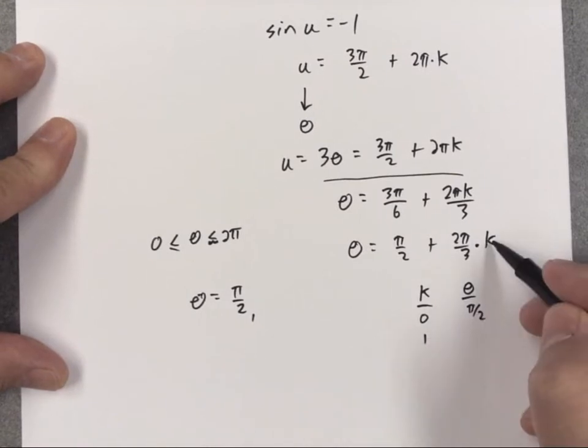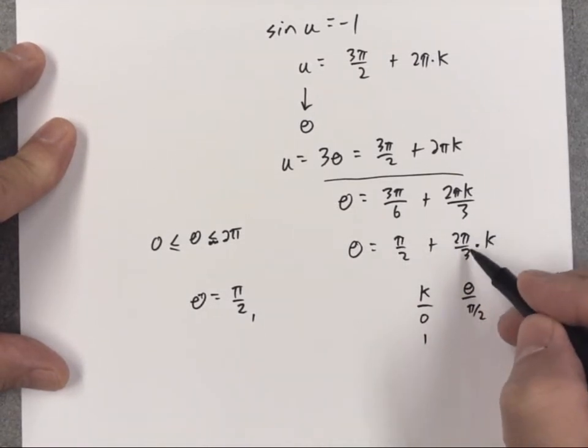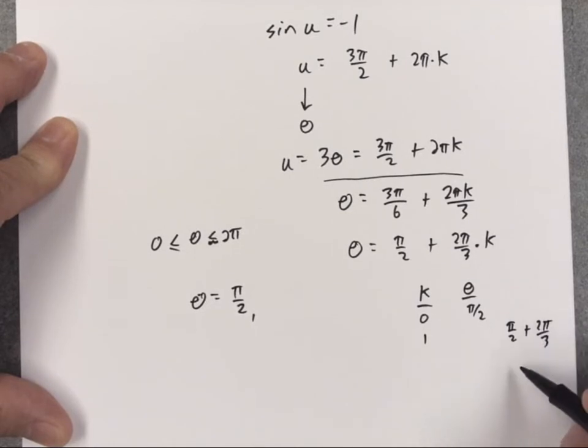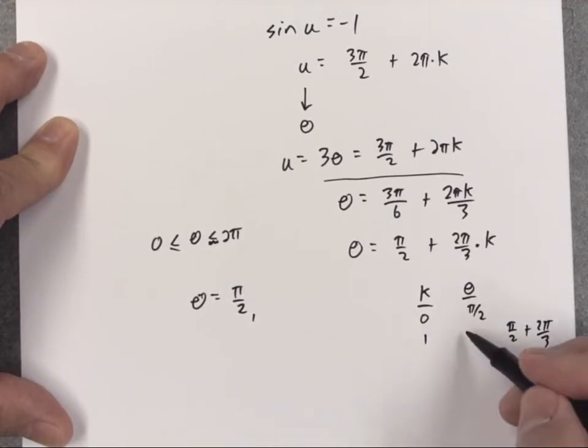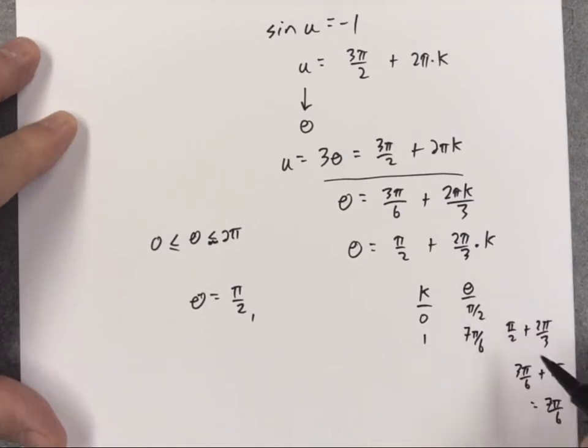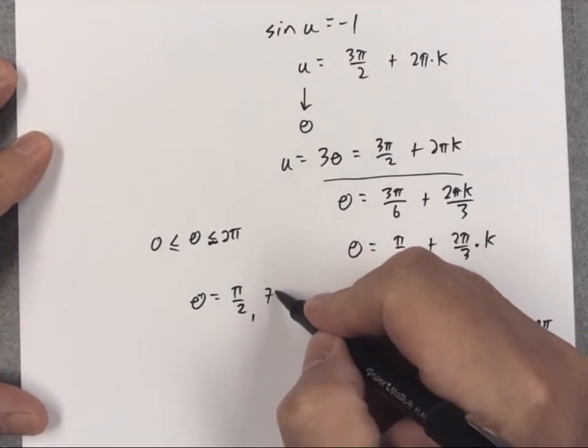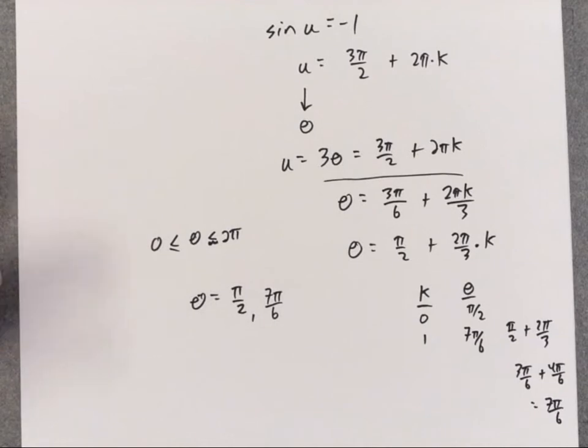So when k is 1, what do I have? 2 pi over 3 plus pi over 2. I actually have to do a little bit of math to see what that equals. I have to get a common denominator. 3 pi over 6 plus 4 pi over 6. Looks like 7 pi over 6. Is 7 pi over 6 between 0 and 2 pi? Yes, it is. So there's another solution. And I have to keep moving up this number of k until my solution is bigger than 2 pi. Then I stop.